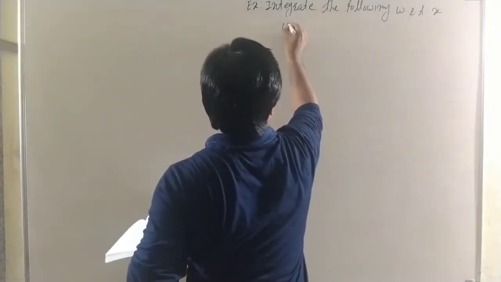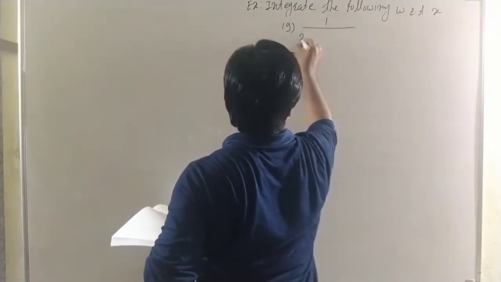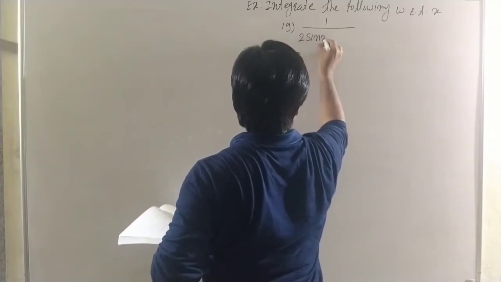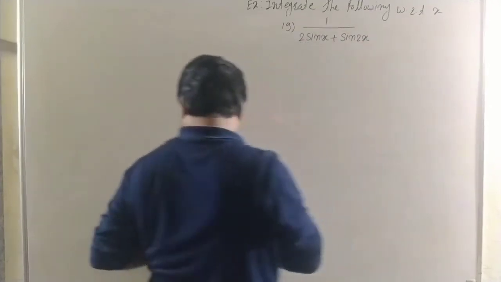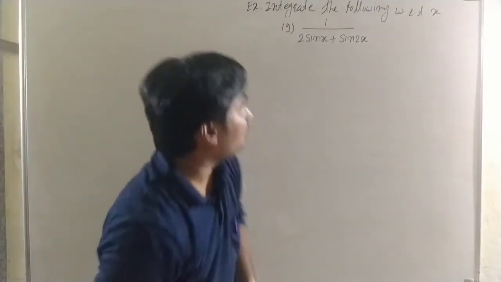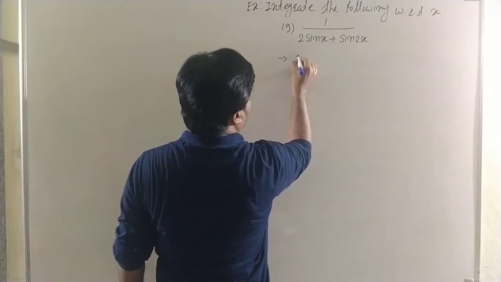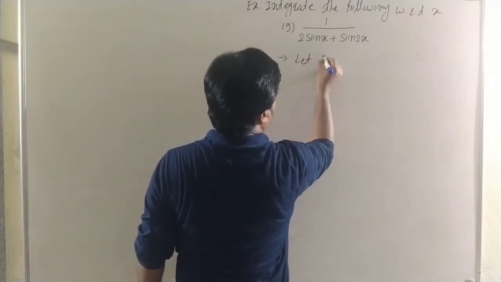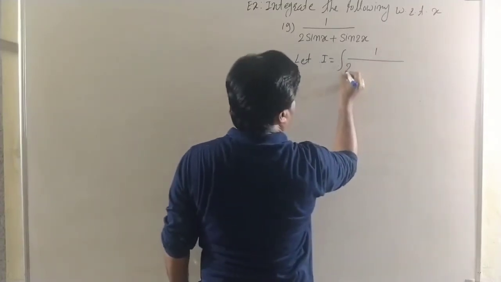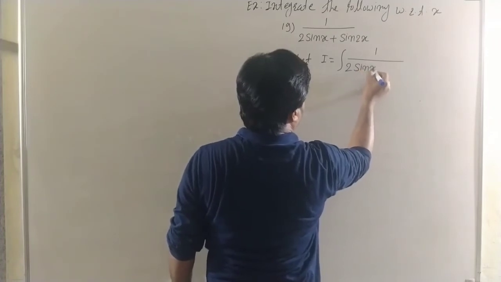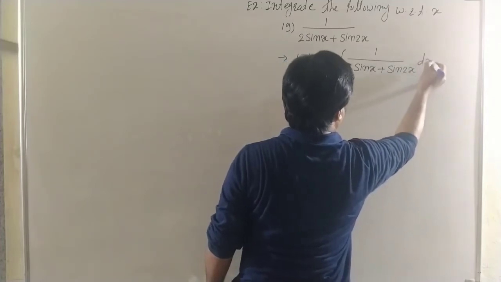Example number 19. Integral of 1 upon 2 sin x plus sin 2x. Let the integral be equal to, see carefully, 1 upon 2 sin x plus sin 2x dx.